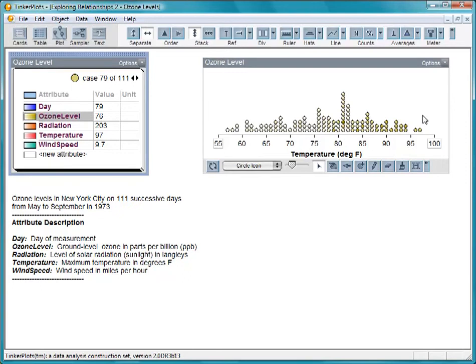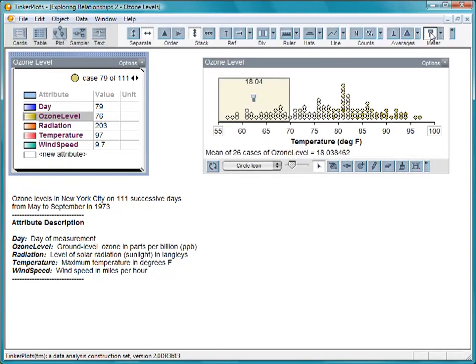Another helpful tool in exploring this type of graph is the color meter. This tool displays a rectangle that shows the average value and color of the cases within it. This rectangle contains 26 cases. Their average ozone level is about 18, and this is the color for a value of 18 parts per billion.